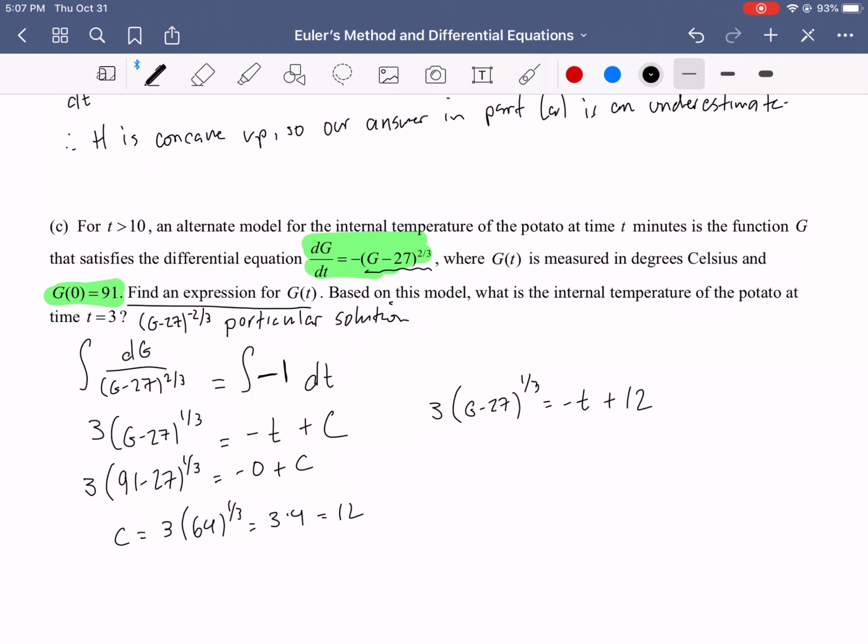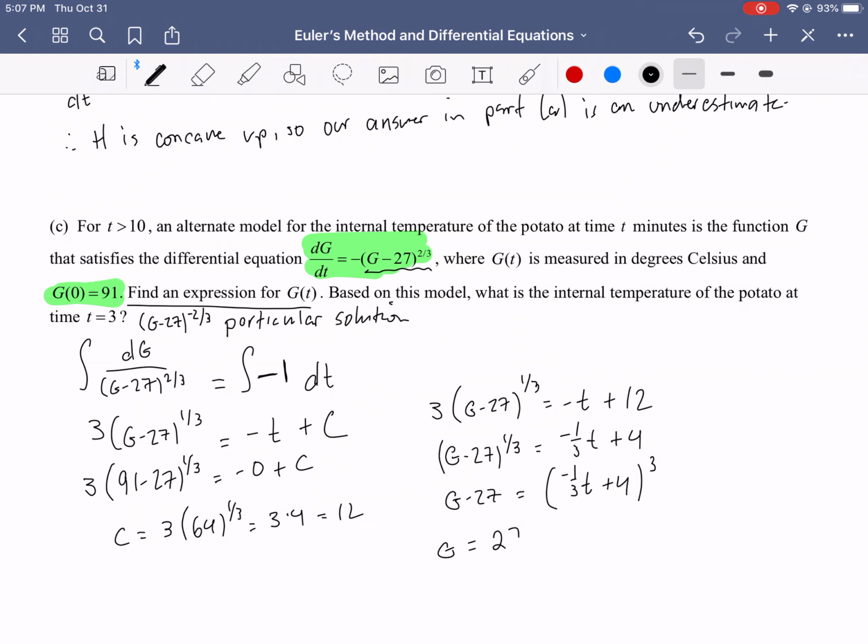And I'm going to try to solve for g. So the first thing is to divide by 3. So g minus 27 to the 1/3 is going to equal negative 1/3 t plus 12 divided by 3 is 4. The next thing is to get rid of the 1/3, so that would be to cube both sides. So I'm going to put all of this in parentheses and then cube it. And then the final thing to get g by itself will be to add 27.